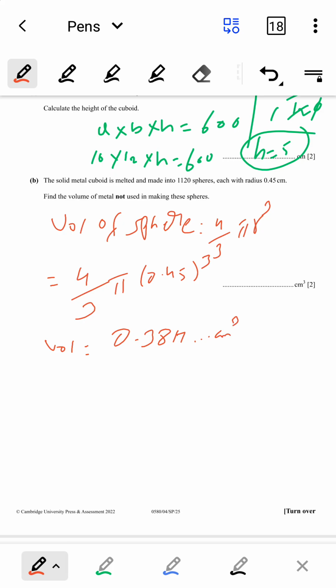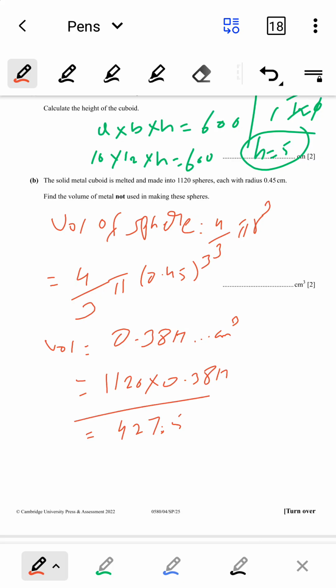But what they are telling, the solid metal cuboid is melted and made into 1120 spheres. So for one sphere, for the 0.45 radius, we are getting this much volume, so for 1120 you have to multiply 1120 into 0.3817 using the calculator. You will be getting 427 point some other value. I will make it 427.5.